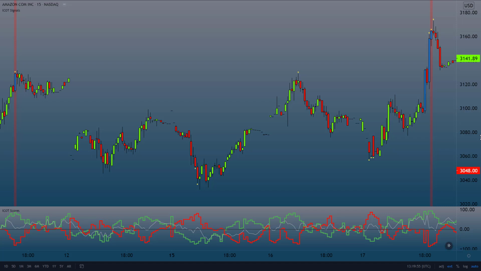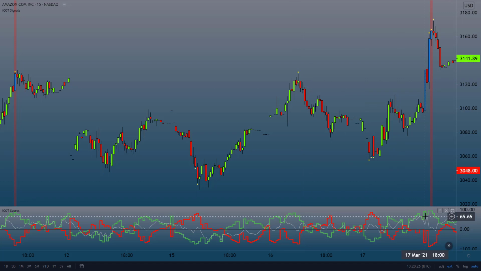So this is Amazon on a 15 minutes candlestick chart. You can see the price chart above, and we have these, we call them iCOT score lines, underneath. Green basically representing speculators, red representing commercials. Whenever the red line is at an extreme, we get this yellow diamond signal. When the diamond is below the bar, that is considered a buy signal, and when the diamond is above the bar, then of course that is a sell signal.